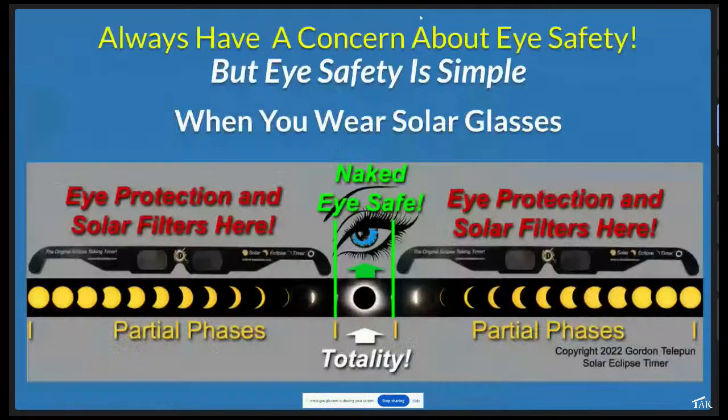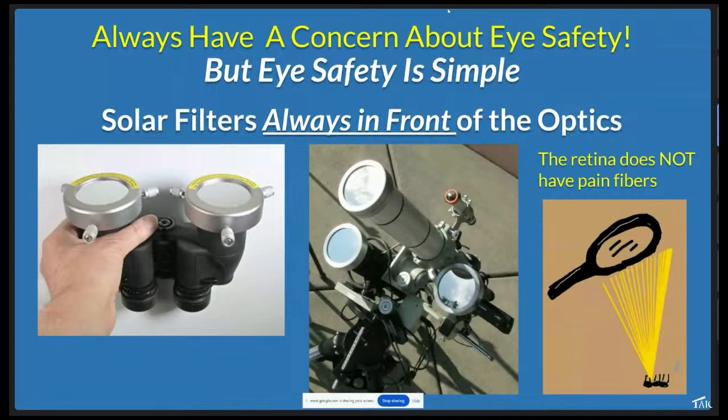And of course, you always have to talk a little bit about eye safety. During the first partial phases, you want to protect your eyes with solar glasses. During totality, you take your glasses off and you look at totality and the corona with your eyes and binoculars. And then after third contact, you protect your eyes and your gear again. And the gear protection tip is, you always put your solar filters on the front of the optics because you want to prevent that energy from getting into the system.